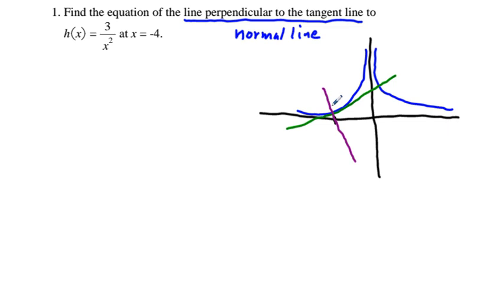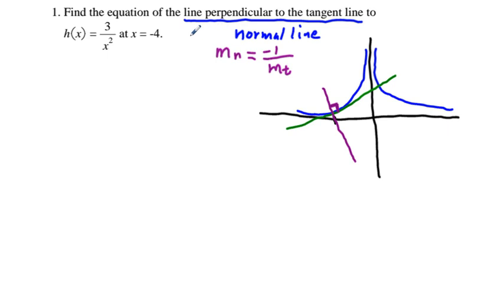So I mark that perpendicularity by this little square indicating a right angle. So it's going to be the slope of this purple line that we're looking for. And the slope of a normal line we can designate as m sub n. Okay? And the slope of the normal line is going to be the negative reciprocal, or -1 over the slope of a tangent line. So let's keep that in mind.